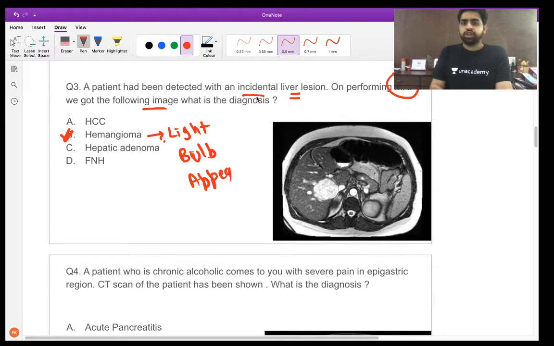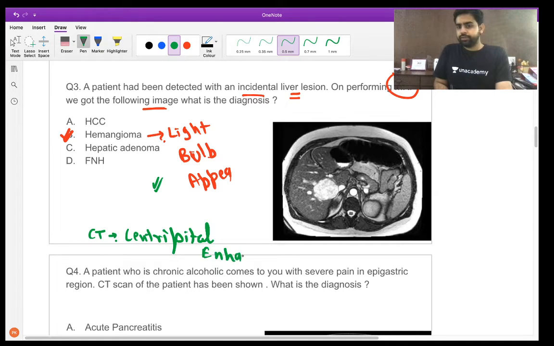And again, what is the most common incidentally detected liver lesion? It is again a hemangioma. So everything points toward this incidentally detected liver lesion, and on the MRI you see a very, very bright image. This is the characteristic light bulb appearance which you get in the MRI. Now, what do you get in the CT scan? If you perform a CT scan in hemangioma, you get a centripetal enhancement. This is again important.